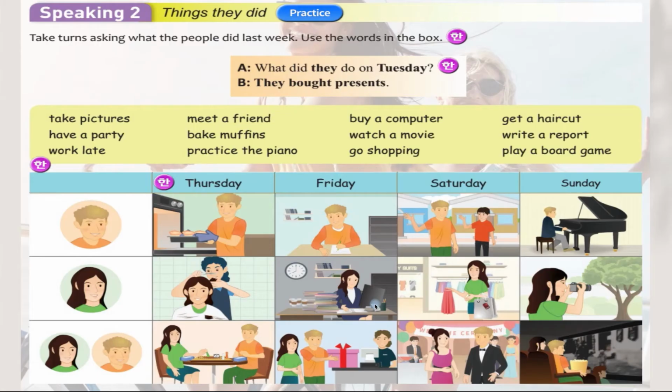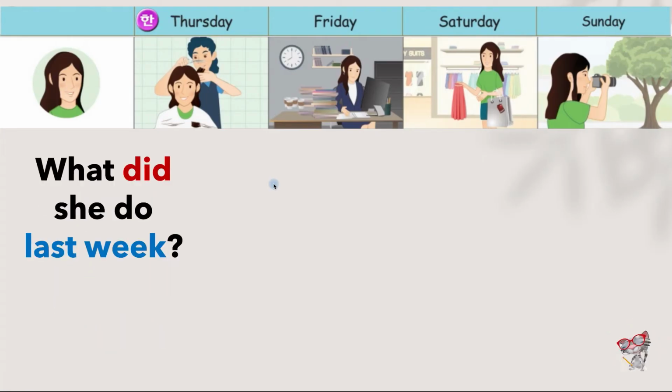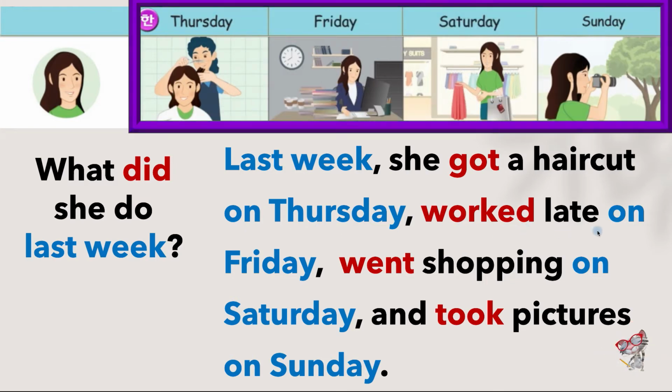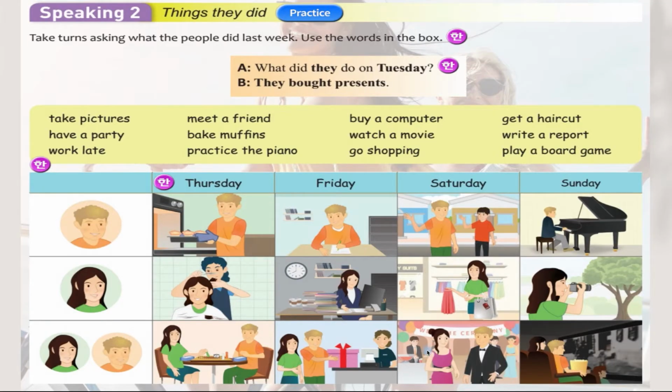So again, we can ask the question for her about last week. What did she do last week? And again, we can say the full thing. Last week, she got a haircut on Thursday, worked late on Friday, went shopping on Saturday, and took pictures on Sunday. She can say the full thing.